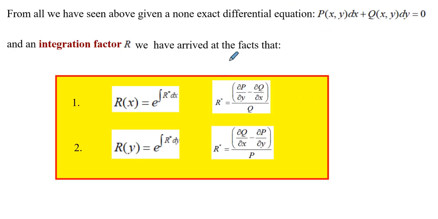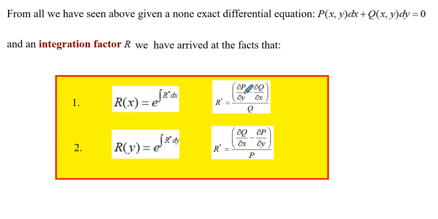Now, looking at all what we have seen before, we arrive at these two formulae. Check. The integration factor in terms of x is this, the integral of r star, which is exactly the same as this one. The only difference is the expression for r star. In this case here, we've got delta p delta y minus delta q delta x. I hope you can see here. Try to see how you can remember this.